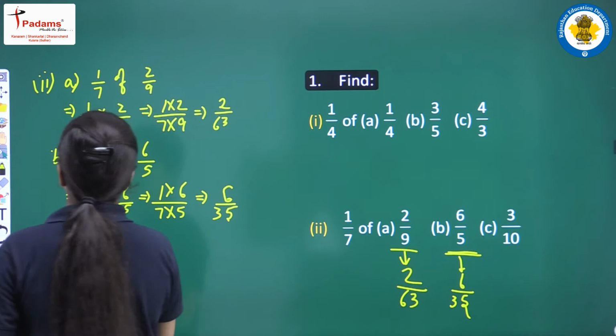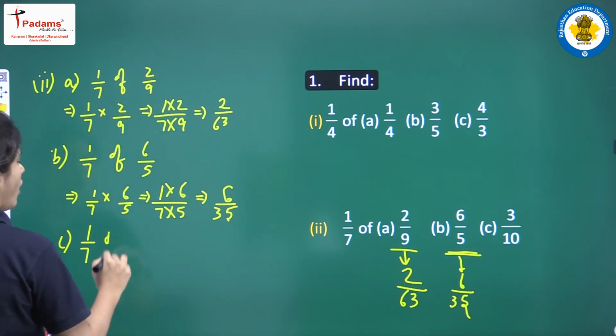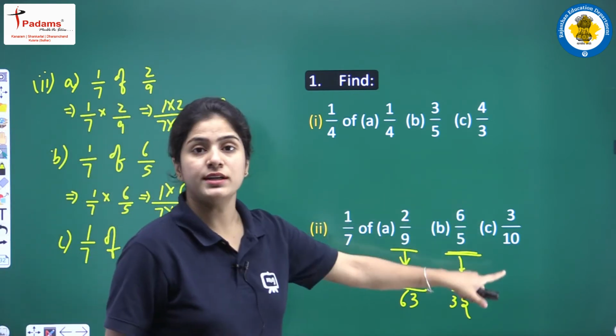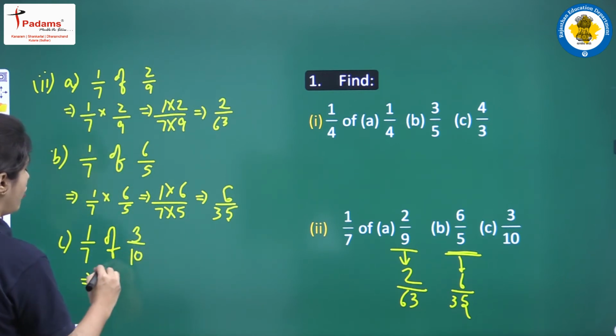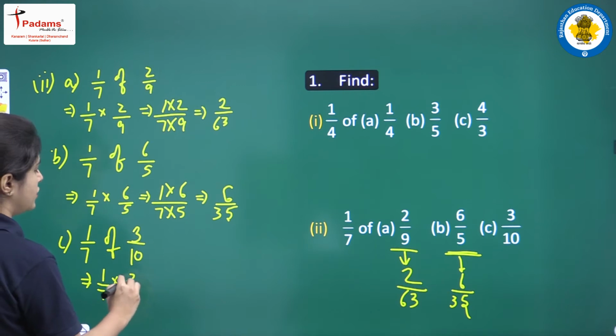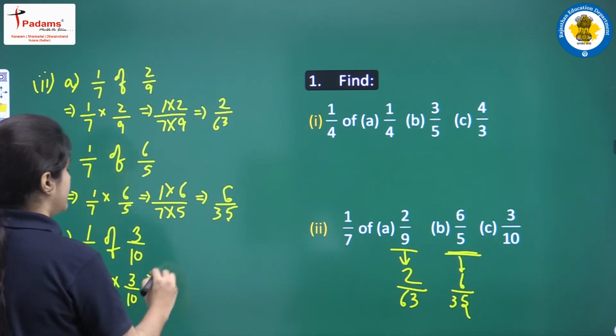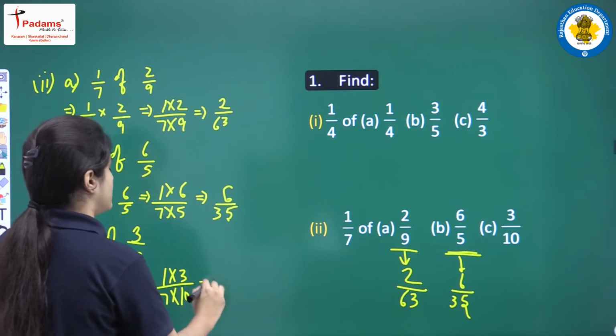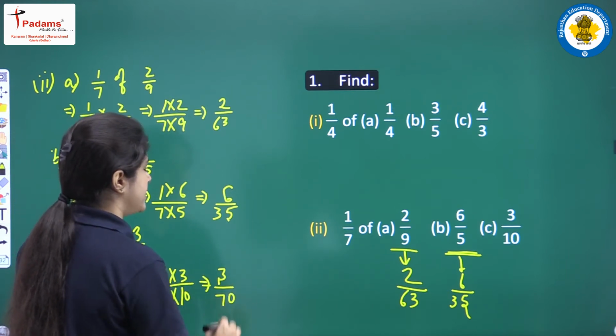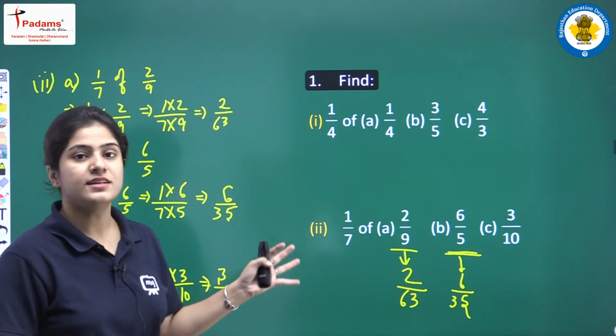Next part students, 1 upon 7 of 3 upon 10. Okay. So this is 3 upon 10. Of means multiplication. 3 upon 10. That means 1 into 3 upon 7 into 10. That means 3 upon 70. Alright students. So this is your C part.